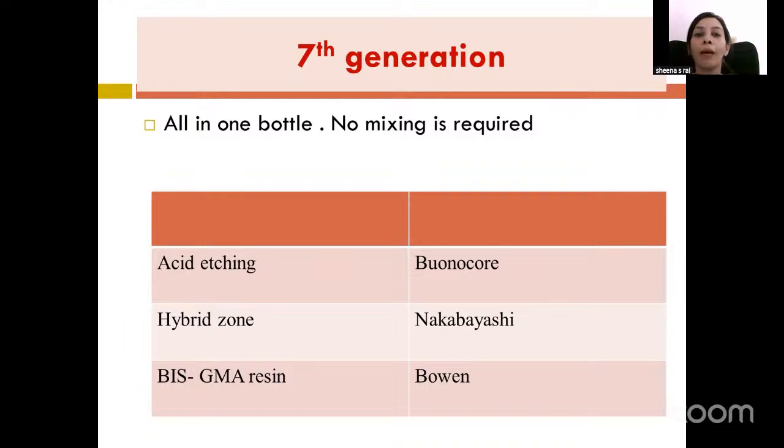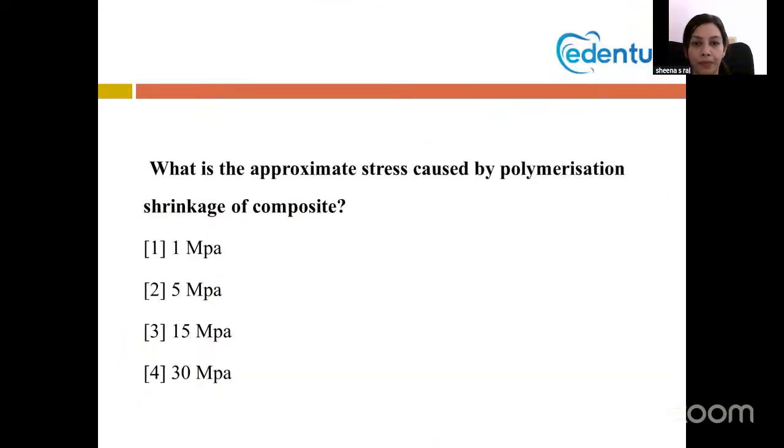Now you have to know some of the founders of certain important concepts in composite. Acid etching was found by Buonocore. Hybrid layer by Nakabayashi. BIS-GMA is by Bowen. That is why BIS-GMA is sometimes called Bowen's resin. Next question. What is the approximate stress caused by the polymerization shrinkage of composite? It produces 15 MPa stress when polymerization shrinkage of composites takes place.